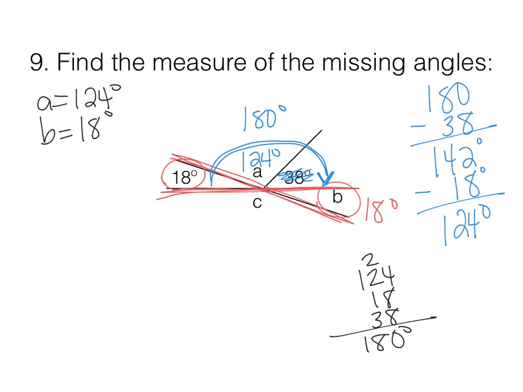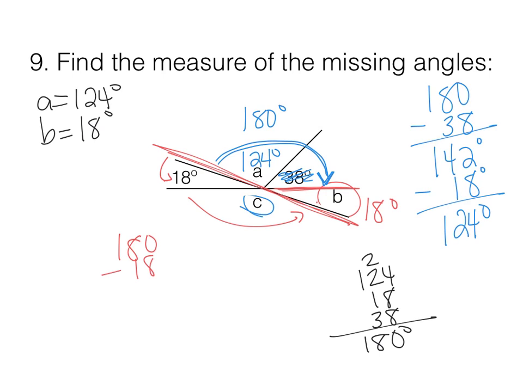If I look, and I'm trying to figure out what angle C is, one thing I could do is say, let's erase some stuff so you can see it a little better. One thing I can do is say 18 degrees plus C makes a supplementary angle. I take 180, subtract 18, and I get 162. So C is 162 degrees.